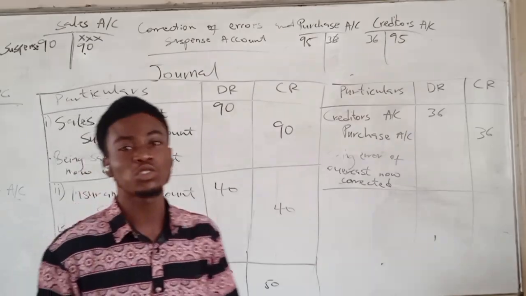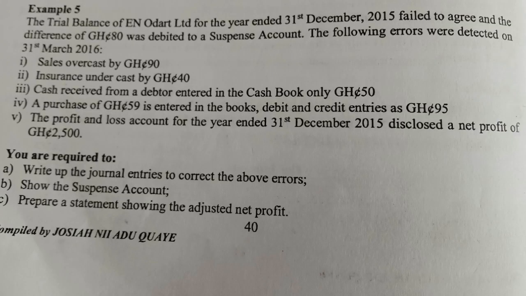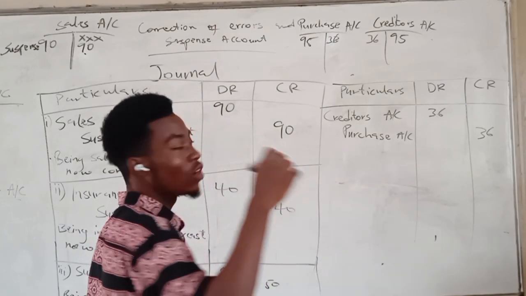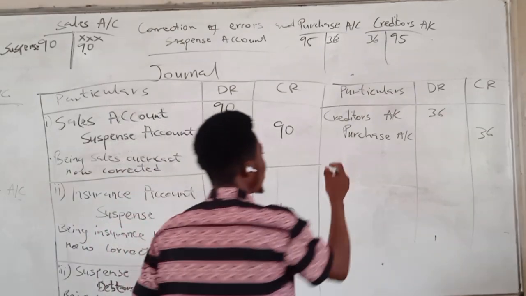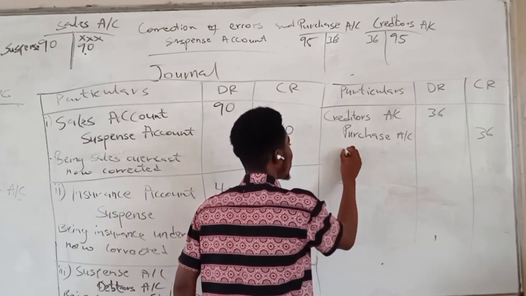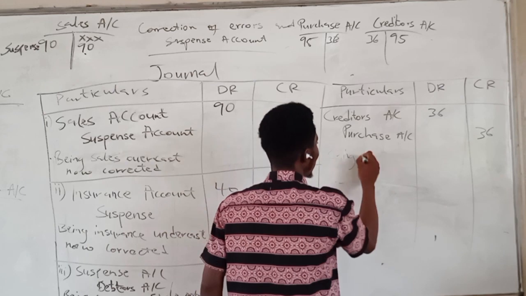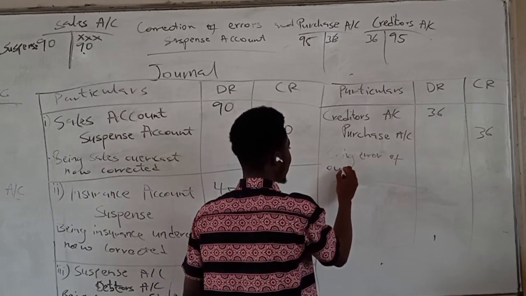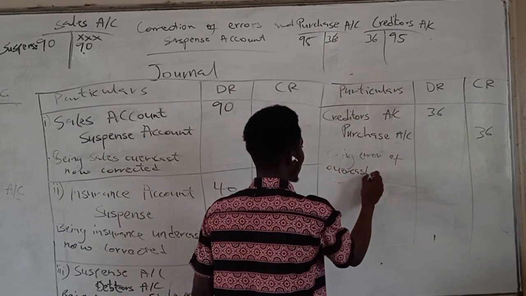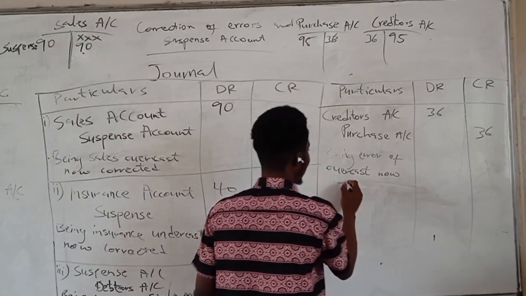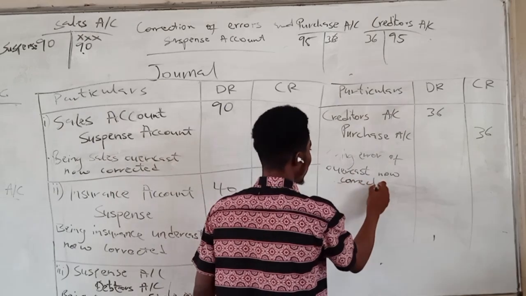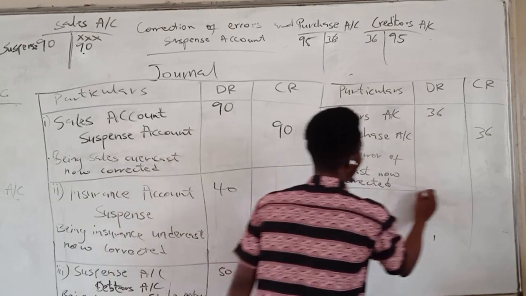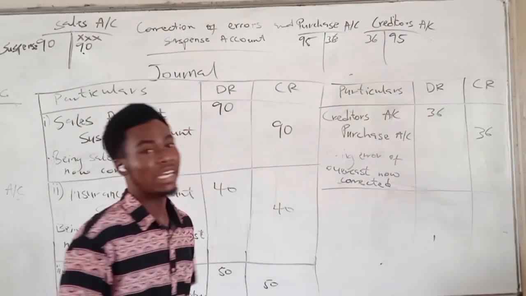So let's move on to the suspense account. You know that creditors are 1, which is I4. So what? Error of what? Overcast. Now correct. So error of overcast. Now correct. You underline it. Nice.